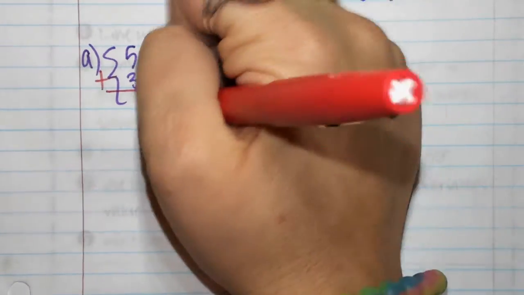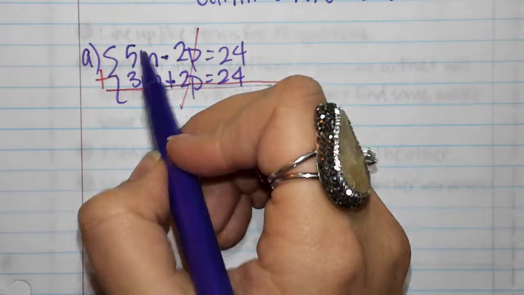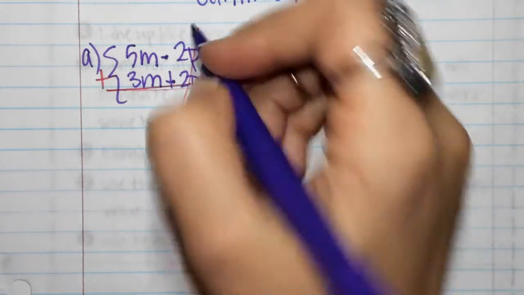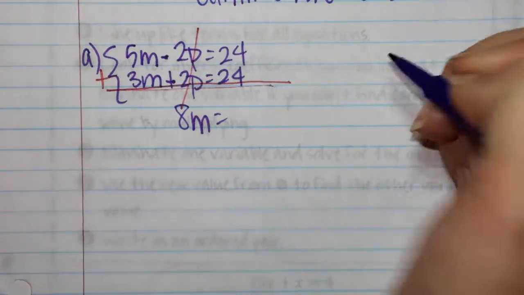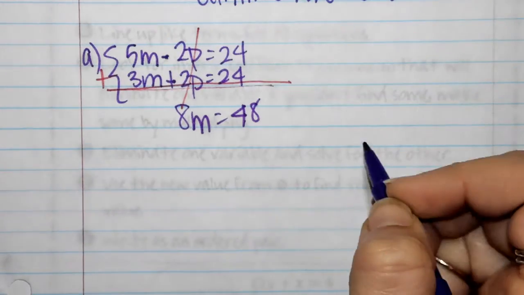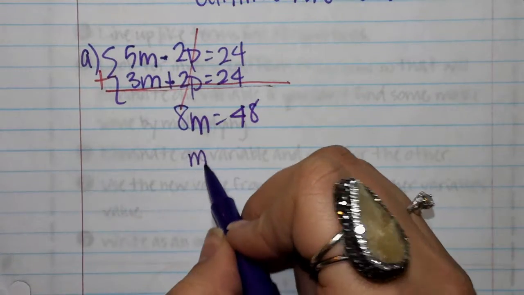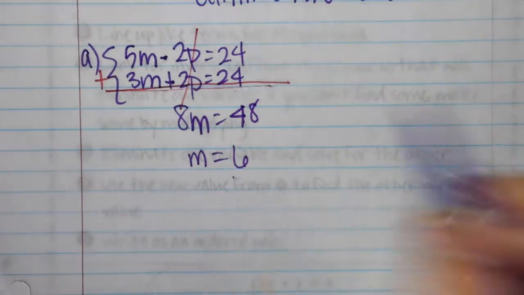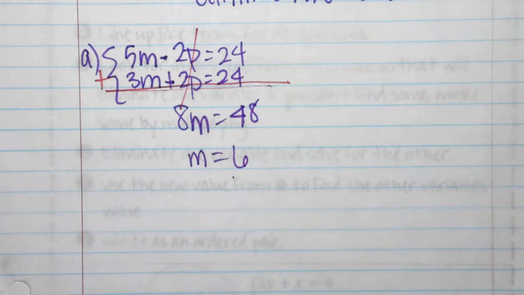So those are dead. What's 5m plus 3m? 8m. What's 24 plus 24? 48. And what do we do now? Divide by 8. M equals? 6. Look at us go. Good job, guys.